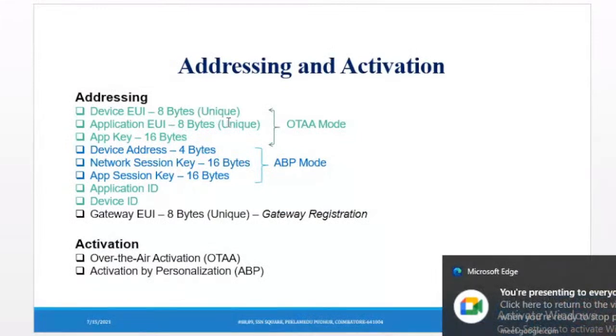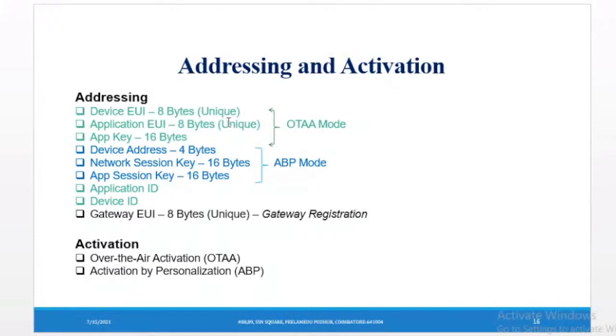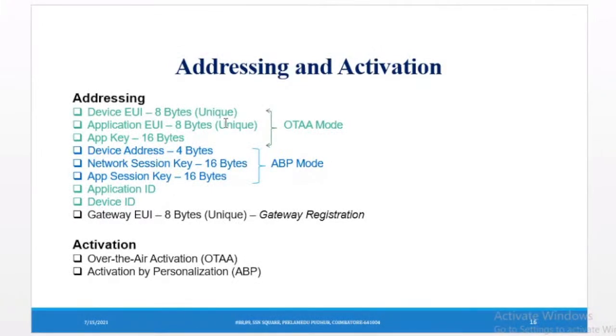So here, activation methods. If I want to transfer the data towards a network server, I have to use a set of keys. So addressing: how am I going to address those data? That is known as an activation method. Here I have two sets of addressing and activation methods, known as OTAA and ABP. OTAA means over the air activation, and ABP stands for activation by personalization.